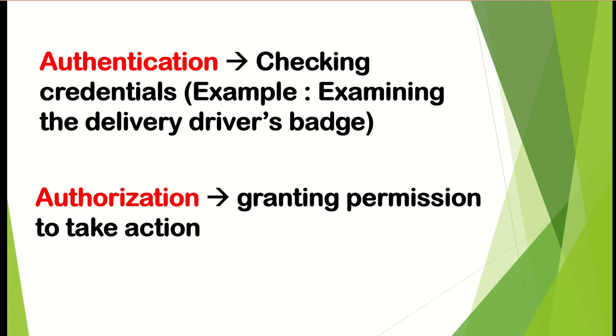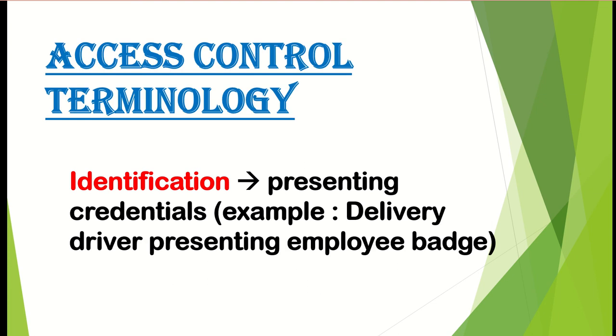Next, authorization. Ayan, upon checking the credentials, ma-authorize na ng Smart Company yung pagpasok ni San Miguel Corporation sa kanila. So, ibig sabihin, i-grant niya na yung permission to take action. Okay, ibig sabihin, the San Miguel Corporation is allowed to give feedbacks, to give different credentials para magawa ng program ni Smart. So those are the three different access control terminology. We do have the identification.